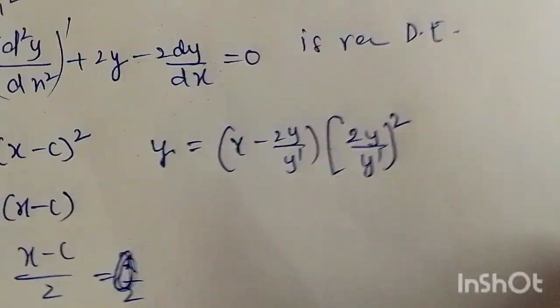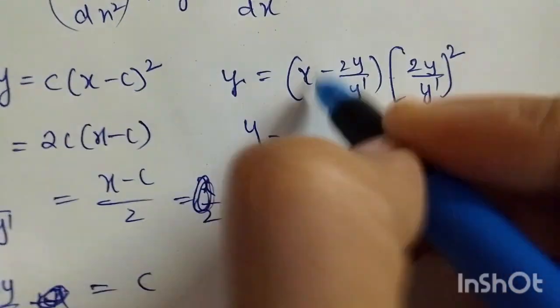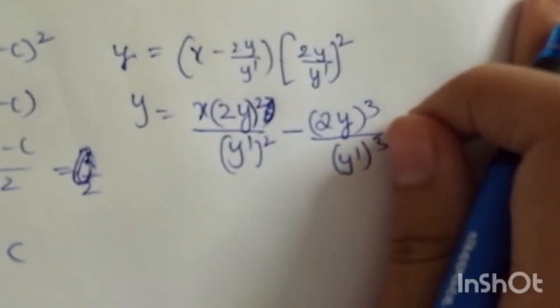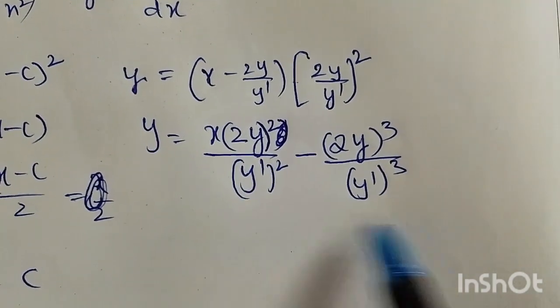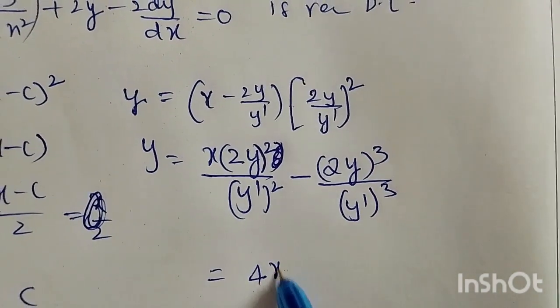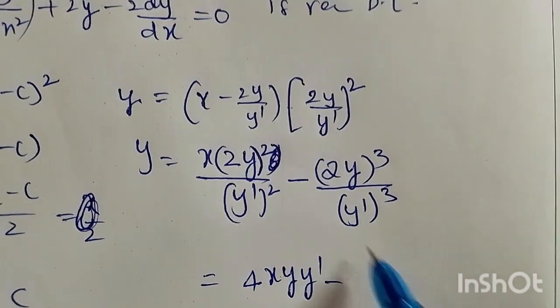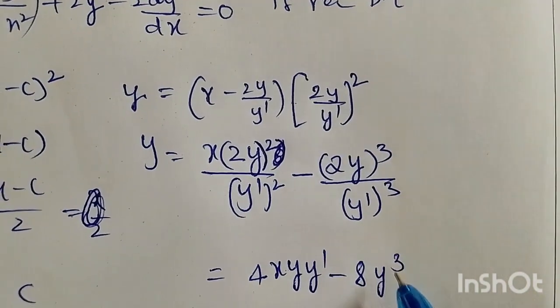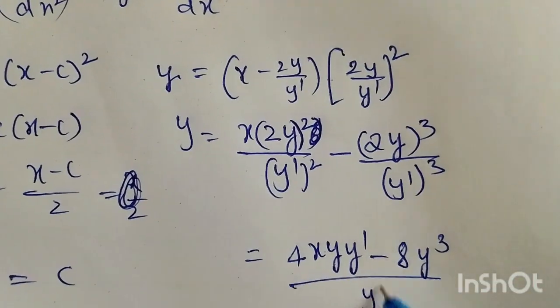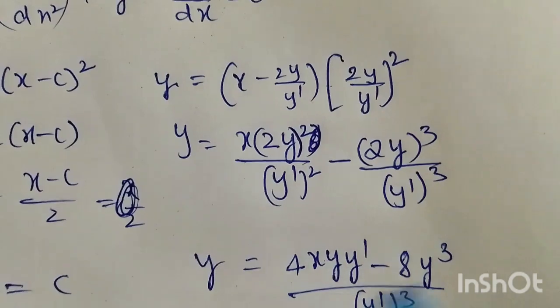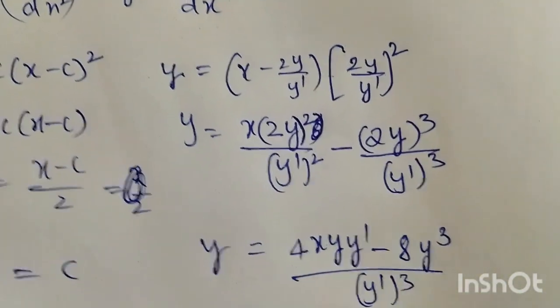So y is equal to x into, so I'll take y dash cube as LCM. So I'll get here 4xy y dash minus 8y cube by y dash cube. It's already done, we are just simplifying it, that's it.